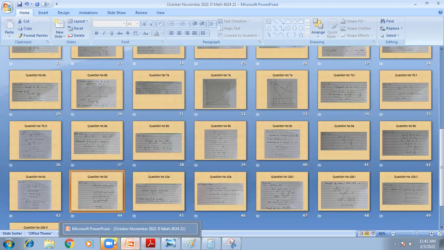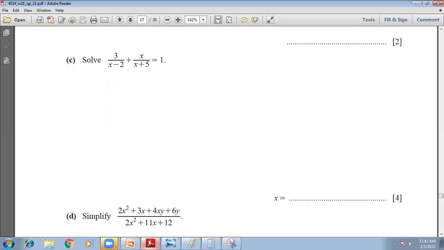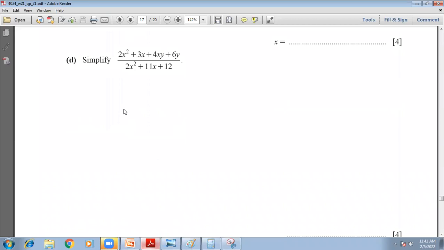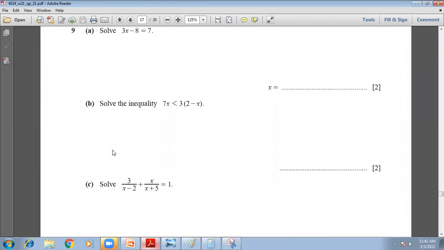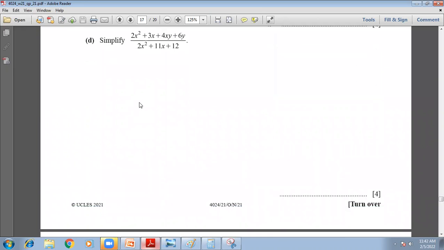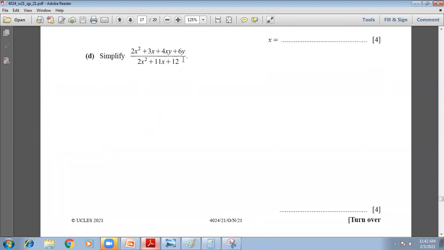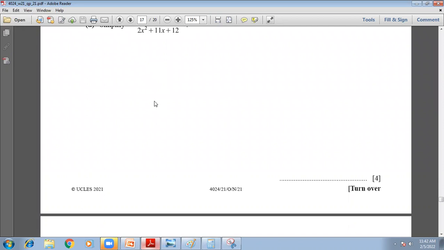So that was question number 9. And now that we are on this part, that is question number 9, D part. He says simplify this: 2x squared plus 3x plus 4xy plus 6y divided by 2x squared plus 11x plus 12. So it's again of 4 marks. This simplification is of 4 marks.